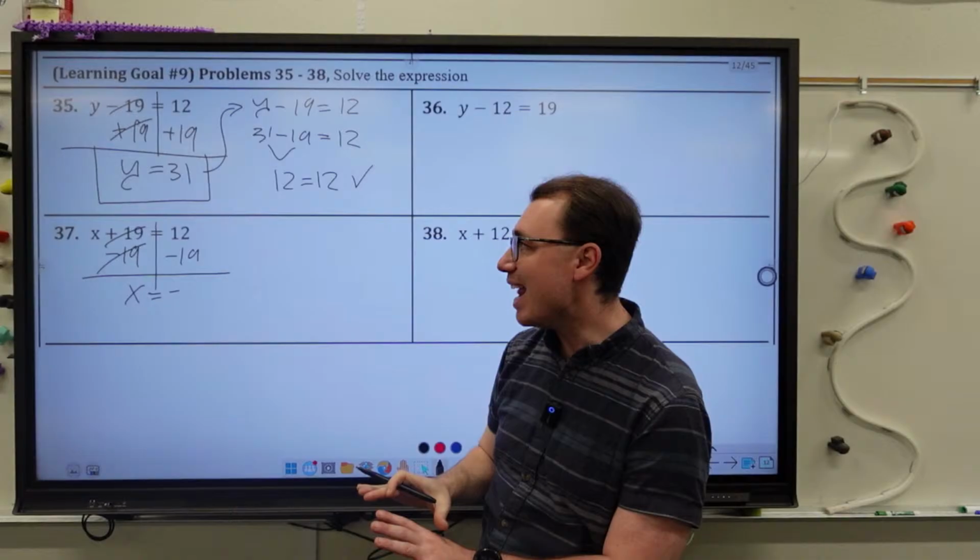We want to plug in that x equals negative 7 into that x plus 19 equals 12 equation. So negative 7 plus 19, we want to try and solve that out here. Well, negative 7 plus 19 gives us 12. Awesome. And we know that 12 equals 12. So since we got a valid equation, we know that this here is 100% correct. We're able to move on now to that learning goal number 10.